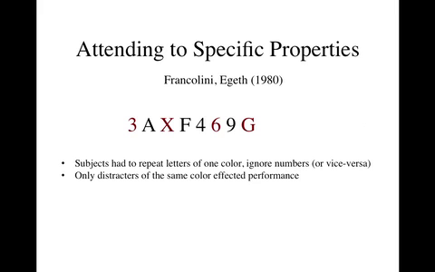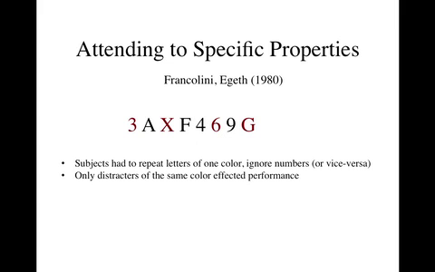Also, some evidence that we can attend to specific properties. This is a study of Franklin and Eve, where they found that if people had to repeat letters of one color and ignore the numbers, so let's say in this case you had to repeat the red letters X and G, the fact that there are black numbers as well doesn't interfere with that ability, but the red numbers will interfere, and that suggests that people can kind of filter out the black and just process the red.